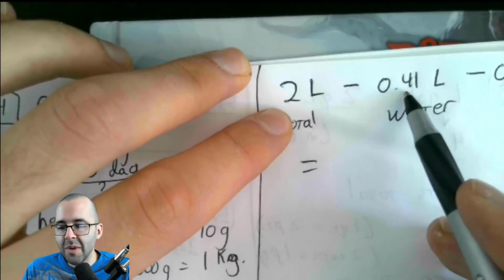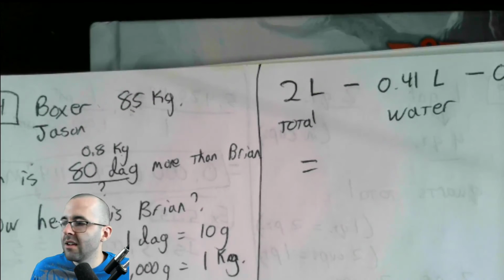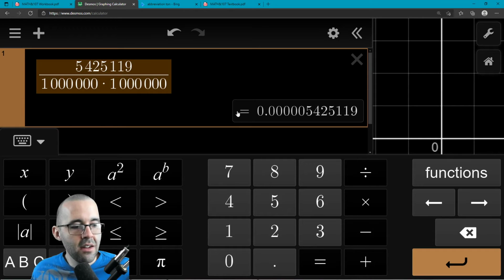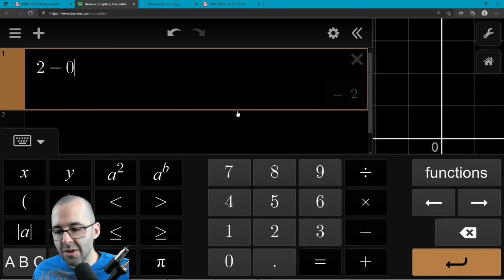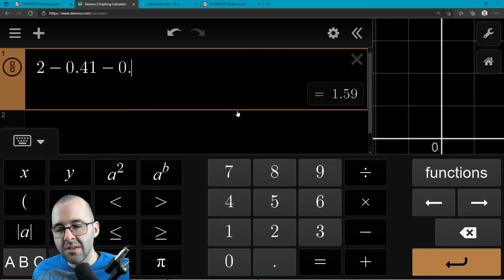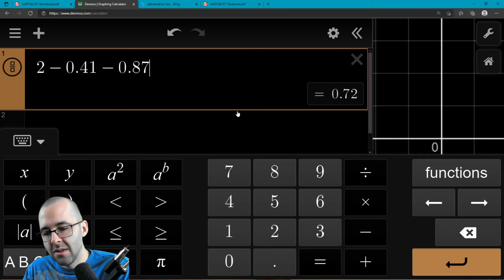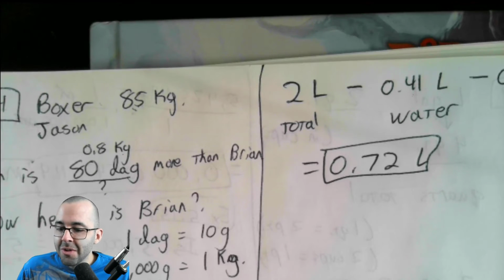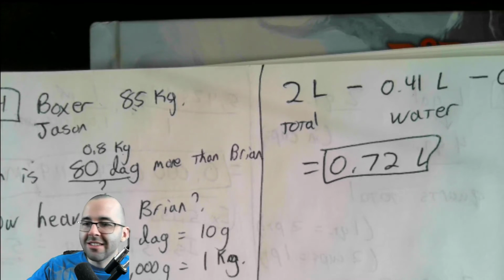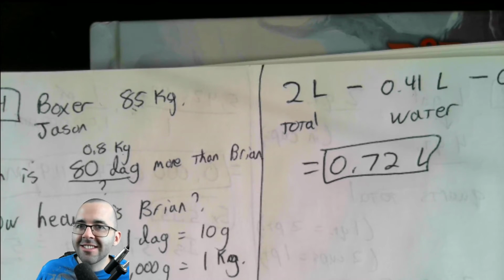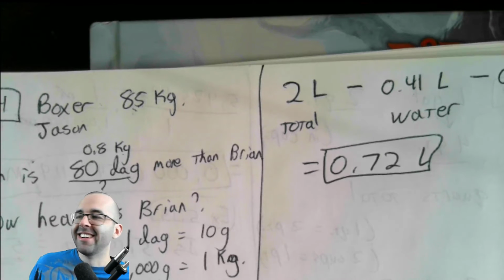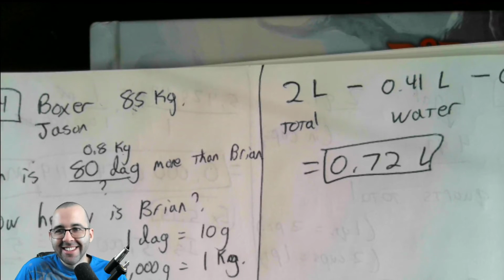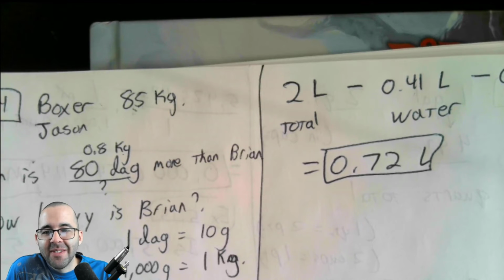Subtract that on a calculator. 2 minus 0.41 minus that. Let's do it together. 2 minus 0.41 minus 0.87 is 0.72. So 0.72 liters is our answer, which is 72 centiliters, 7.2 deciliters. How many megaliters is it? I don't know. Not very many. Megaliters are big things. All right, and that's that problem.